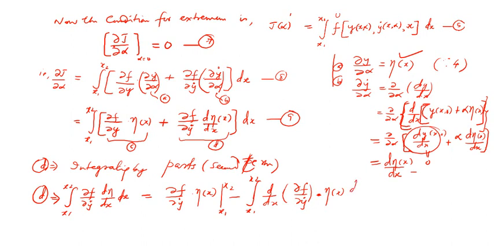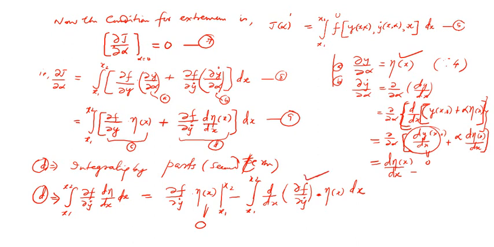Now just look at the first term in the integration by parts expansion. We had a restriction on the value of eta x at the points x1 and x2: eta x2 is equal to 0 and eta x1 is equal to 0. So this makes the first term equal to 0. It will be eta x2 minus eta x1, both are 0, so 0 minus 0 is 0, and 0 into this term is 0. So you are left with only the second term.